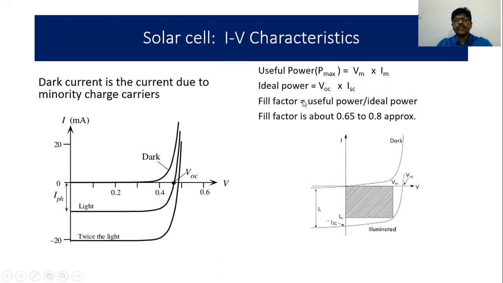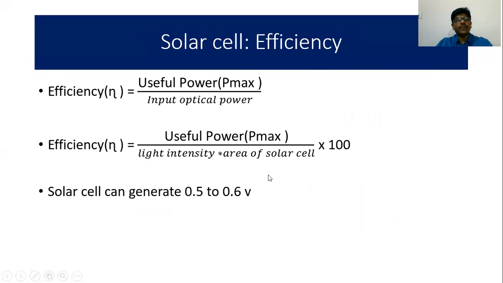The useful power is given as P maximum = V maximum times I maximum, and ideal power is equal to VOC times ISC. VOC is the open circuit voltage and ISC is the short circuit current. Fill factor can be written as useful power by ideal power. So fill factor is about 0.65 to 0.8 approximately. Efficiency can be written as the useful power by input optical power, where the input optical power is light intensity times area of the solar cell times 100.